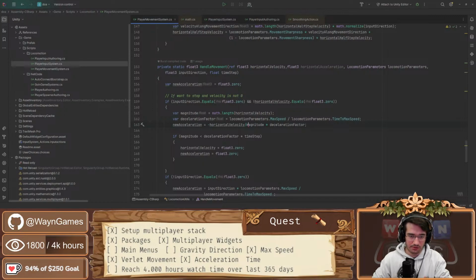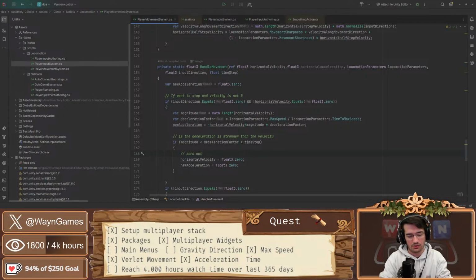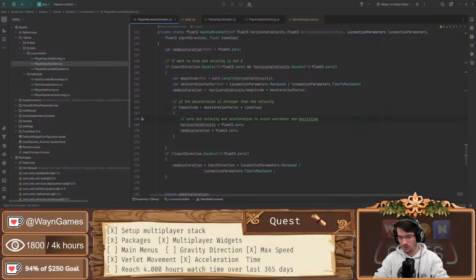to the normalized vector. And if that deceleration times the magnitude is stronger than the velocity, zero out velocity and acceleration to avoid overshoot and oscillation.